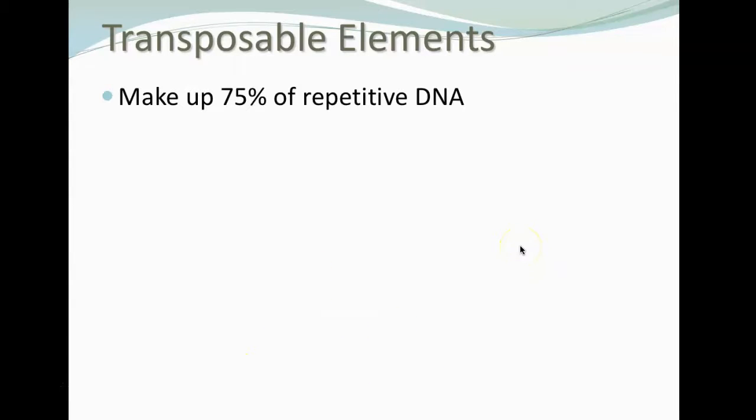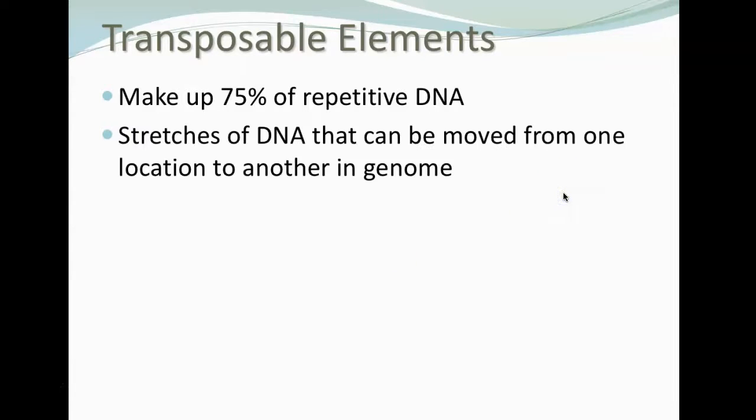Why do you think there's so much non-coding DNA? I'm going to tell you. And how does non-coding DNA relate to evolution? I'm going to tell you. So non-coding DNA is basically going to give like a platform or a foundation for something to occur. And so I'm going to talk a little bit about what transposable elements are and how some of that non-coding DNA came to be. So transposable elements make up 75% of human repetitive DNA.